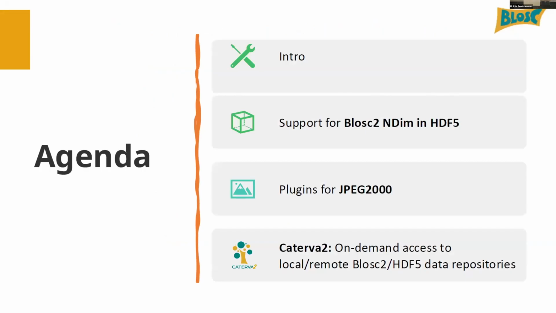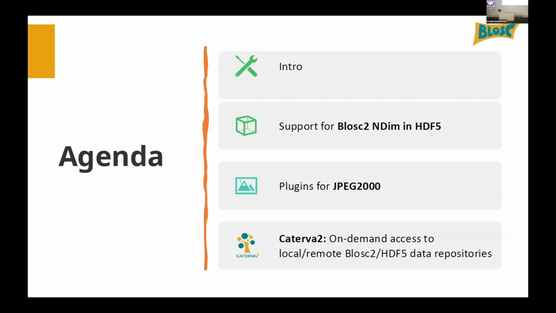So I will first do a small introduction to what Blosc is. And I will say a few words about the plan that we made for HUG25. And then I will finish with some words on the node of HUG25, which is meant for on-demand access to local and remote Blosc2 and HDF5 data repositories.